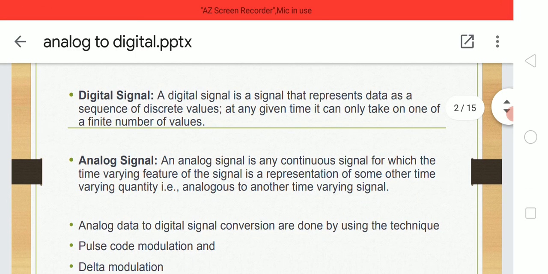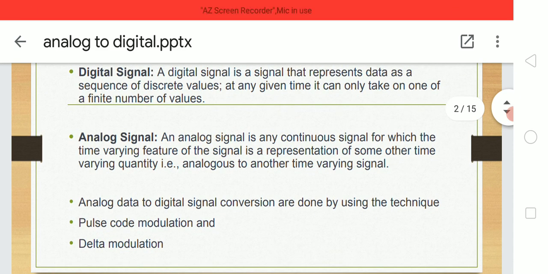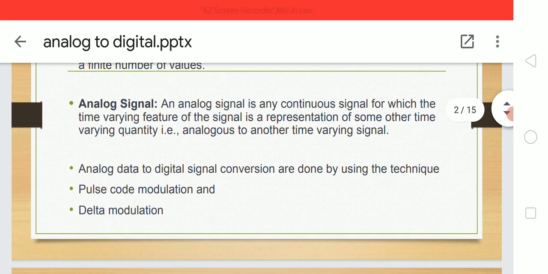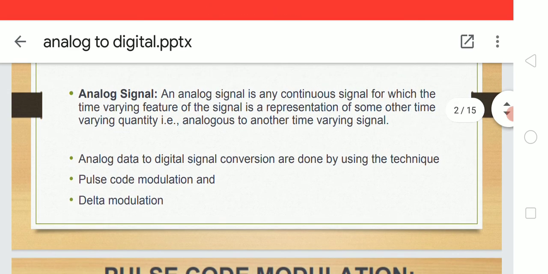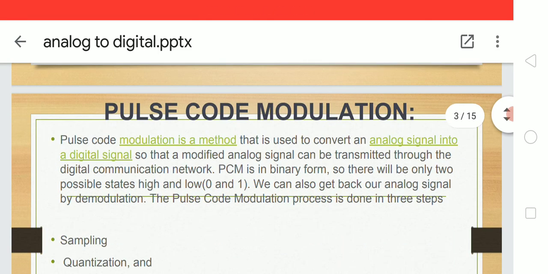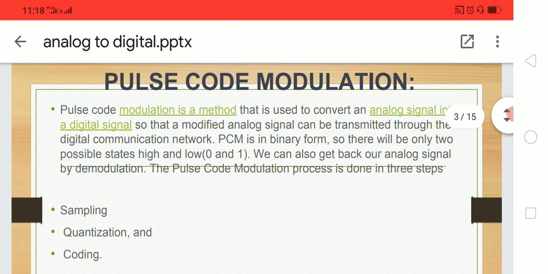As we know what a digital signal, analog signal, digital data and analog data are, here we discuss analog to digital signal conversion. For this, two techniques are used: pulse code modulation and delta modulation. First of all, we discuss pulse code modulation. Pulse code modulation is a method used to convert an analog signal into a digital signal, so that a modified analog signal can be transmitted through the digital communication network.